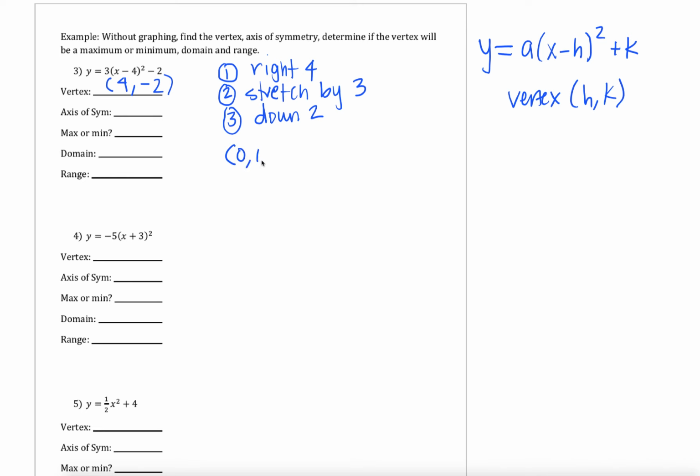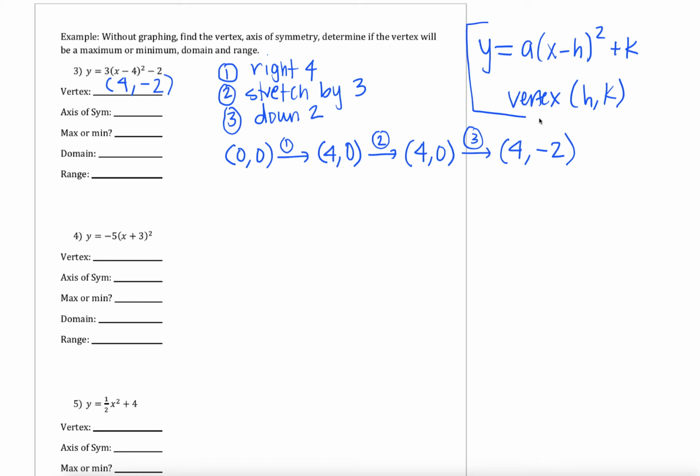So our vertex starts out at 0, 0, and when I apply our first transformation of going right 4, I'm adding 4 to the x component, so I end up at 4 comma 0. And then when I apply my second transformation and I stretch by 3, I'm multiplying the y component by 3, but 0 times 3 is just going to still leave us at 0. And then our third transformation is that down 2, and I subtract 2 from my y coordinate, which leaves me at 4 comma negative 2. And that matches up exactly with what I was able to read out of my equation using this generic vertex form information.